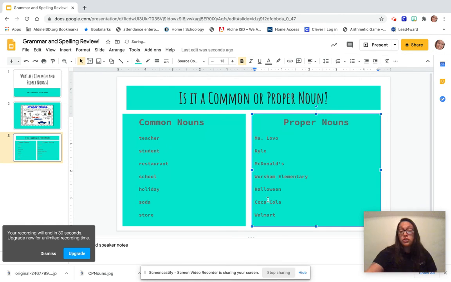All right, guys. So just remember, common nouns are just any old nouns, any old person, place, or thing. Proper nouns name a specific person, place, or thing.